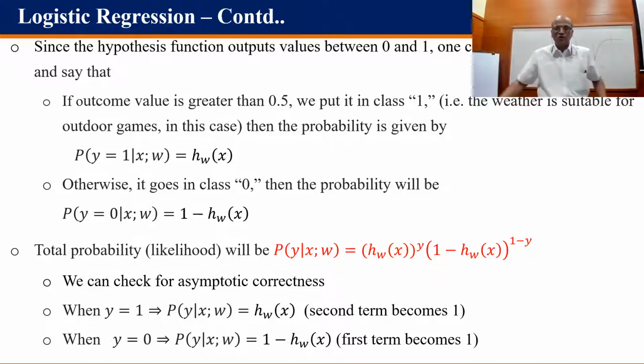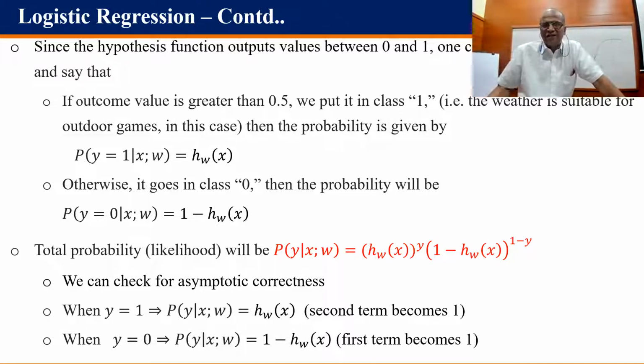Okay. So we can check for its asymptotic correctness. Now when y is equal to 1, go to the red one. The second term becomes 1. So when y equals 1, P of y given x and w is hw of x. This is basically the first bullet. Go to the top of the slide. So when y equals 1, the probability is hw of x. It is success. When y equals 0, the first term becomes 1.